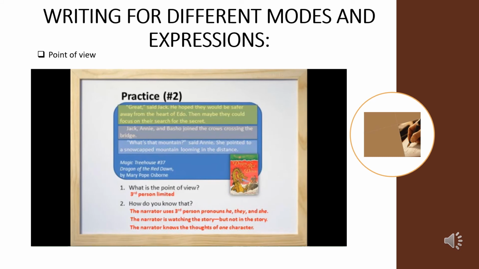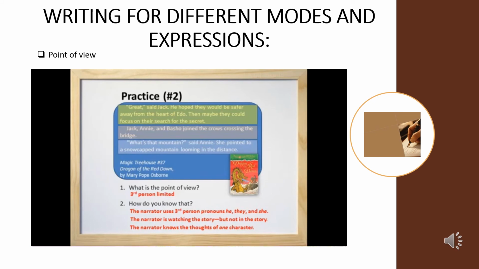"What's that mountain?" said Annie. She pointed to a snow-capped mountain looming in the distance. Are we seeing any silent thoughts or feelings that Annie is having here? No, we're not. We're just seeing words that she says, and we also see her action where she's pointing to a mountain in the distance. So there's nothing silent that Annie is thinking that the narrator knows about.